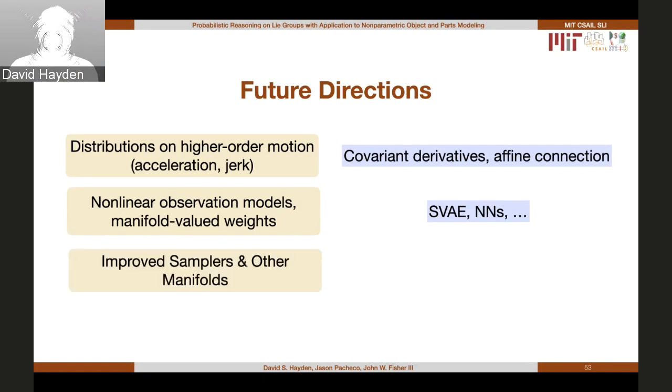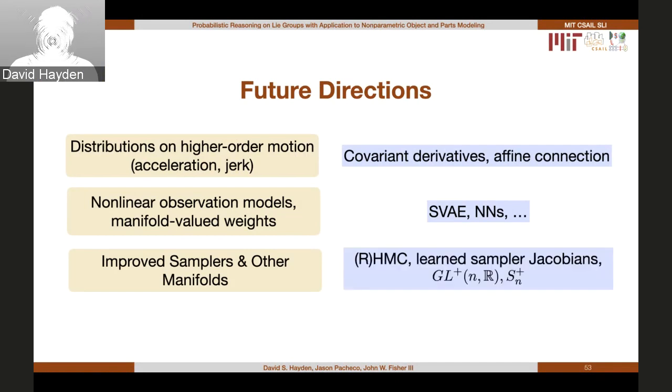And then we'd like to work on improving the samplers to like Riemannian HMC, Hamiltonian Monte Carlo, and also looking at other manifolds such as the manifold of positive definite matrices, which would allow us to put different distributions on, say, a covariance matrix. So if we wanted a prior distribution on a covariance matrix, we wouldn't have to be restricted by the current distributions that exist for that, like the inverse Wishart.